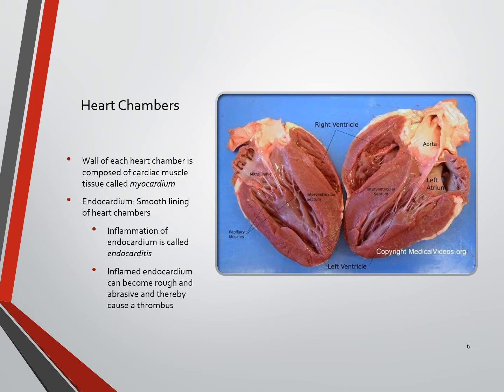So the same can happen with the inner lining of the heart, or the endocardium. If it becomes inflamed, which we refer to as endocarditis, those areas of inflammation can become roughened, and that is going to encourage platelets to stick there, which could potentially lead to a clot or a thrombus, as we've talked about before. And if that thrombus breaks loose, it can become an embolus, and it can go through the vascular system until it gets to a point where it gets stuck and it's blocking the flow of blood, which can cause ischemia.